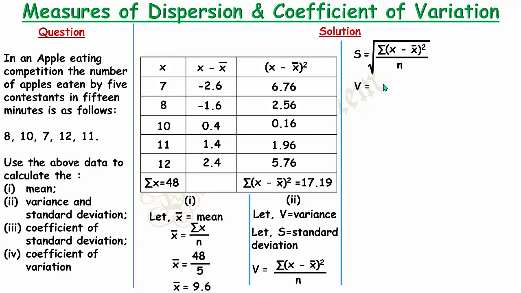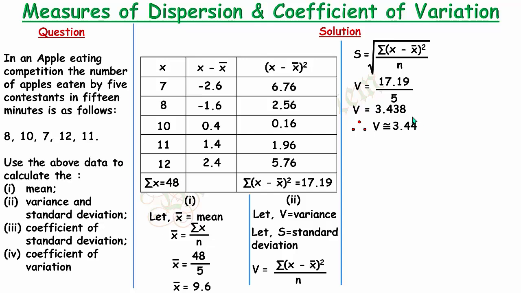So variance will now be equal to, already I have the numerator, which is 17.19, divided by the denominator, which signifies the number of participants in the competition, which is 5. So variance equals 3.438. Therefore, the variance will be approximately equal to 3.44.